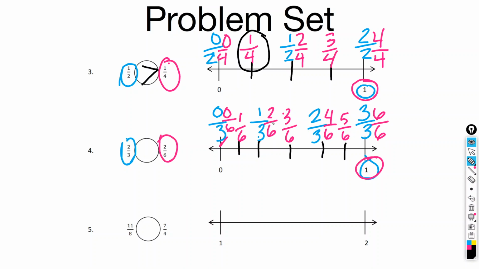and the 2 sixths one is closer to 0 than the 2 thirds, so we're going to circle 2 sixths, which means that 2 thirds is actually bigger. So our alligator is going to open towards, oh, I did that the wrong way. I'm sorry. We want our alligator to open towards 2 thirds. 2 thirds is the bigger number.